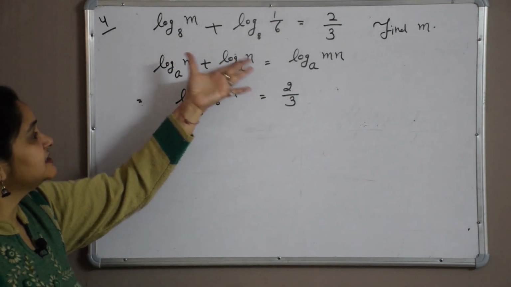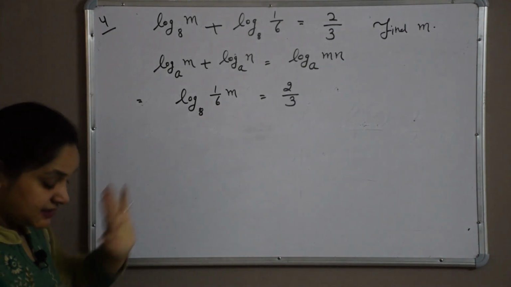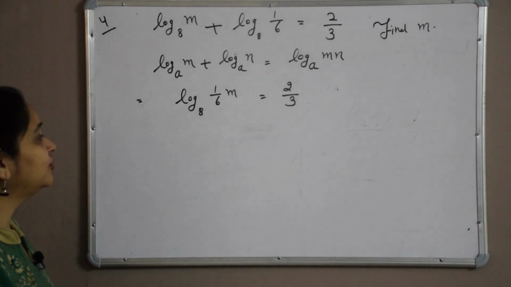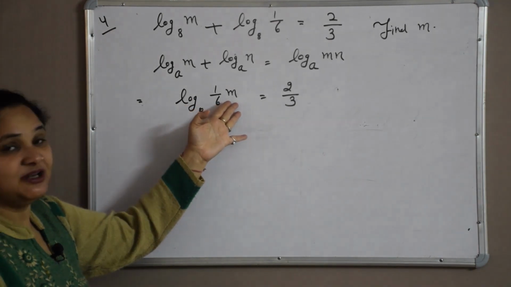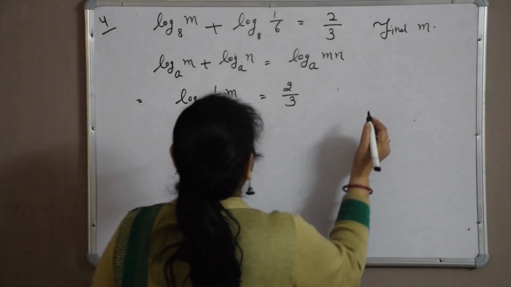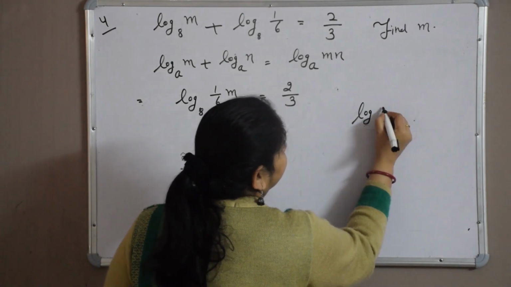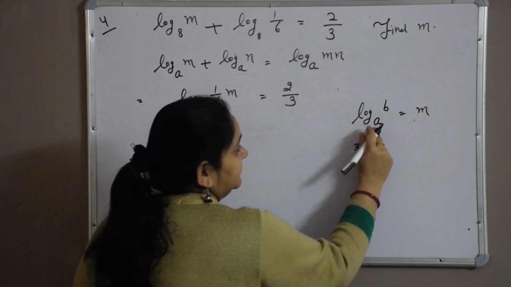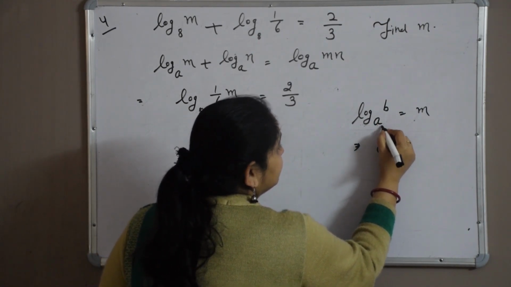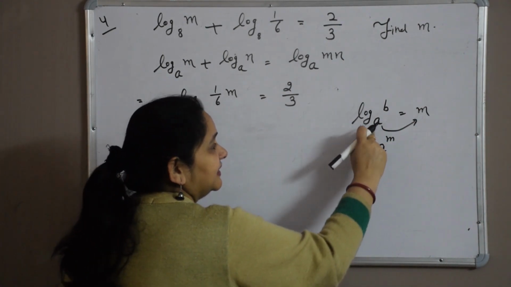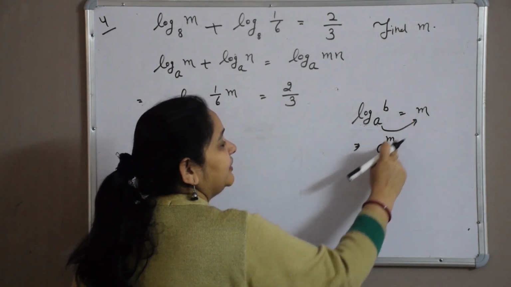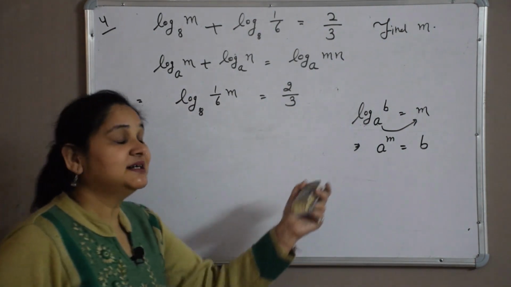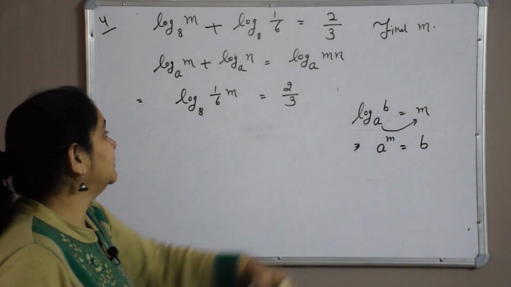Just I am using this property and I have written this. Now what we can do? We can convert it into the exponential form so that we can find the value of m. And what is that? We know that log of b to the base a is equal to m. This implies a raised to power m. Here a is the base, so you have to take the base a raised to power m, and whatever is the power, it becomes the answer. So a raised to power m is equal to b.